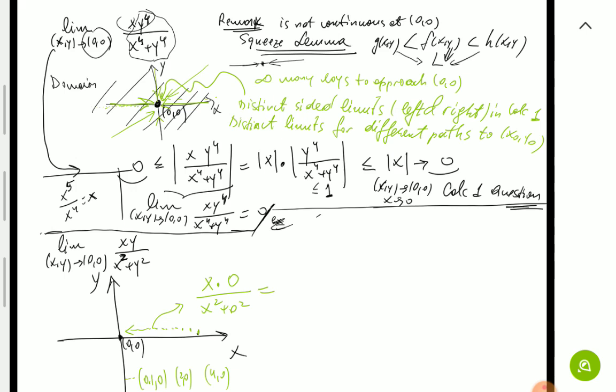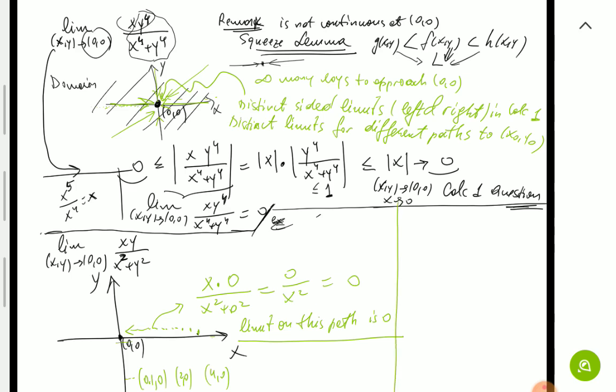Sorry, I got sidetracked by something. So on the top is just 0, because it's x times 0. y is fixed at 0. And then on the bottom you have x squared. Again, that's going to be 0. So basically that's going to be the constant function 0. I got confused by something else; I looked at my notes. So again, if you approach 0, 0 on this path, on the x-axis, the function is the constant function 0 because y is 0. So the limit on this path is 0.